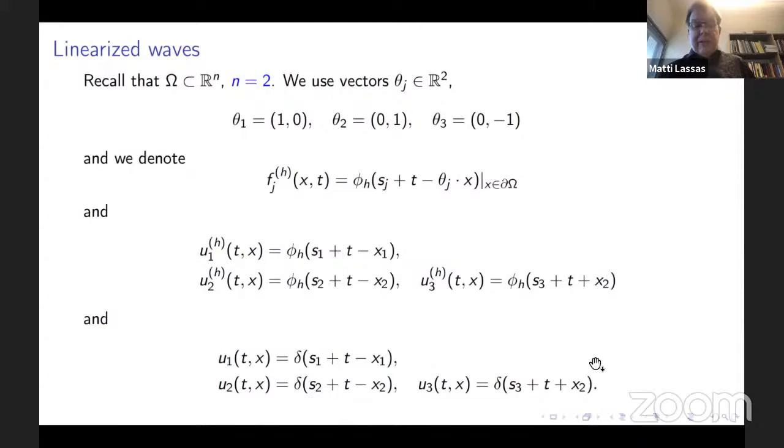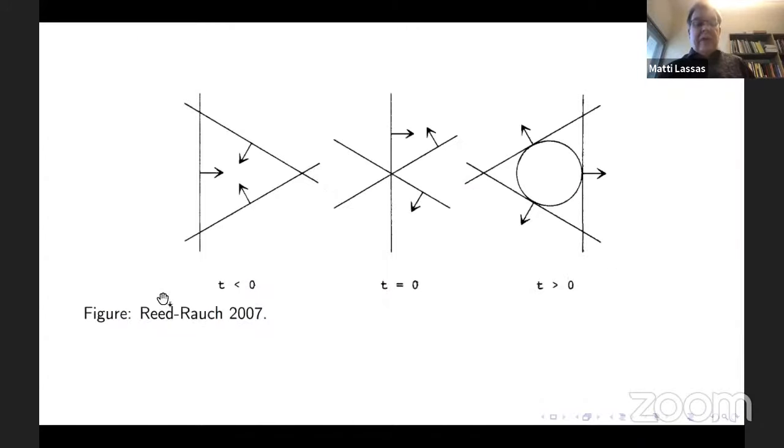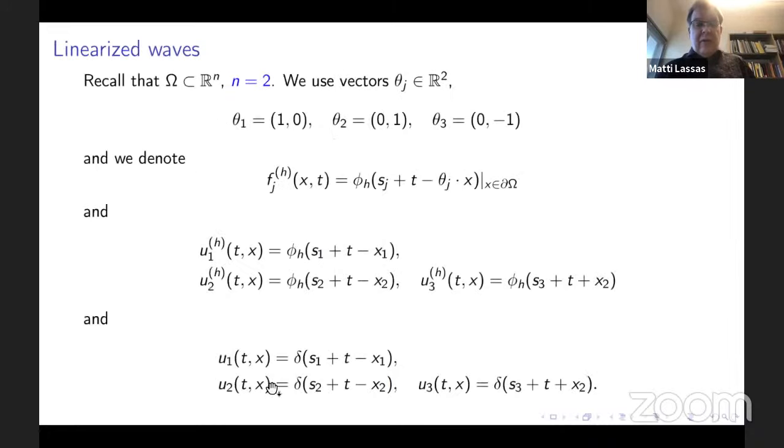Let me show a schematic picture of this. So now I took this from Reed and Raut's paper, and there the plane waves are slightly differently directed. So we have a wave that is supported on a line at given time t. So I have a delta wave or a plane wave that propagates to this direction, another plane wave that propagates to this direction, and a third plane wave that propagates to this direction. So in this picture, these theta vectors are slightly different than in these formulas.